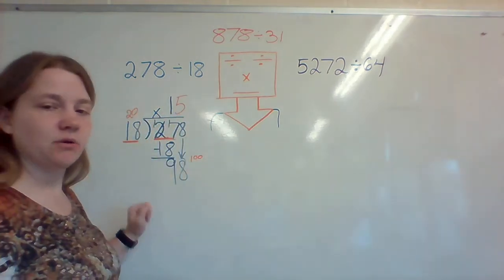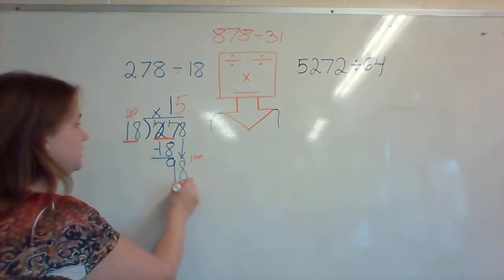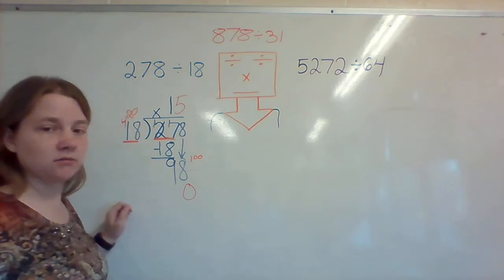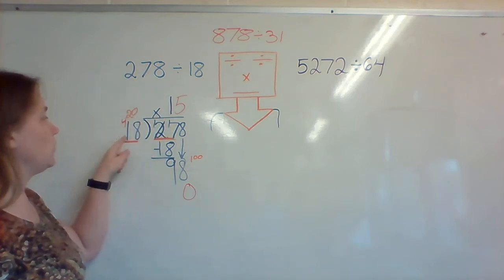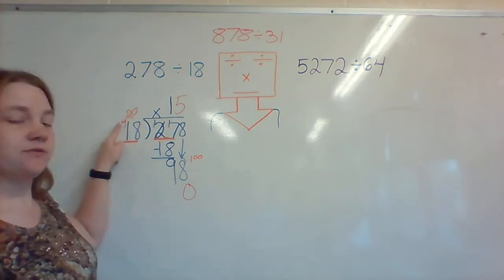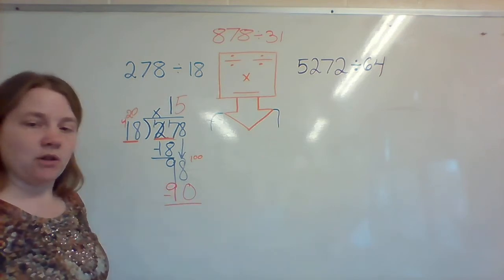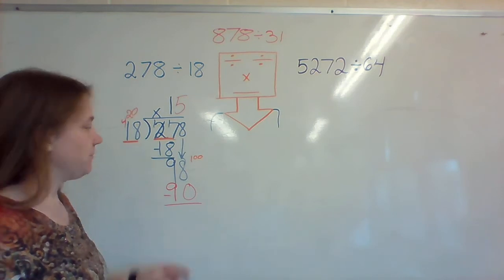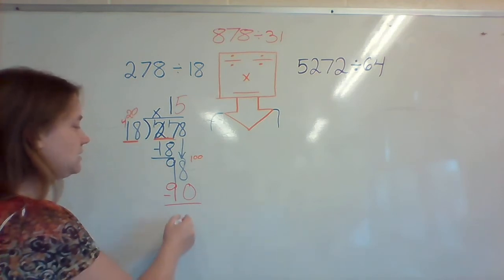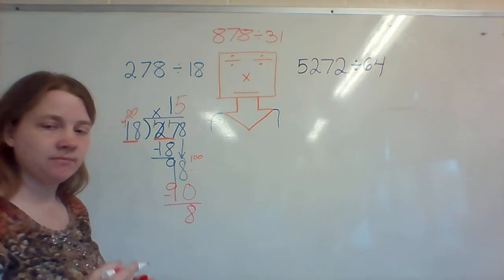5 times 8 is going to be 40, so I'm going to put down the 0. I'm going to carry the 4. 5 times 1 is going to be 5, plus 4 will be 9. 90 is smaller than 98. Looks good. 98 minus 90 is going to be 8.